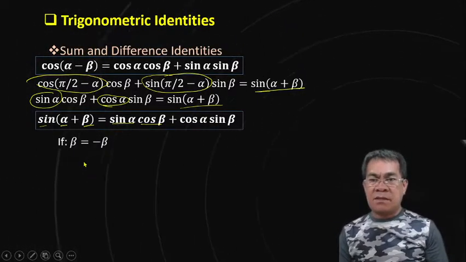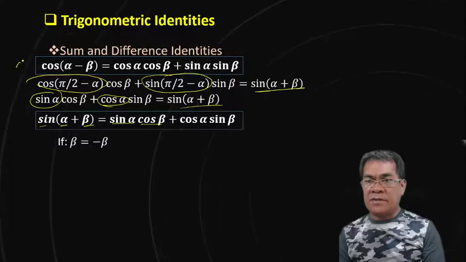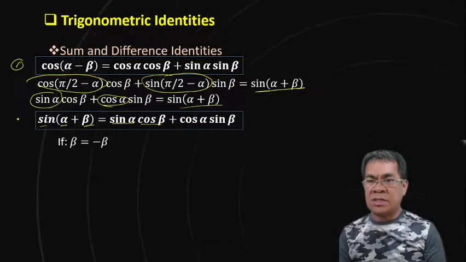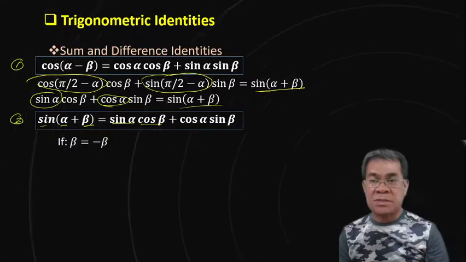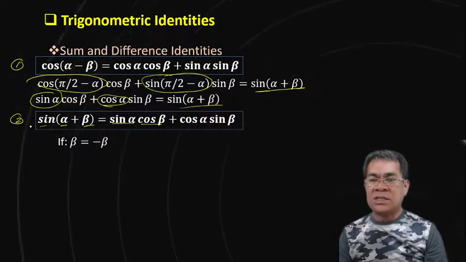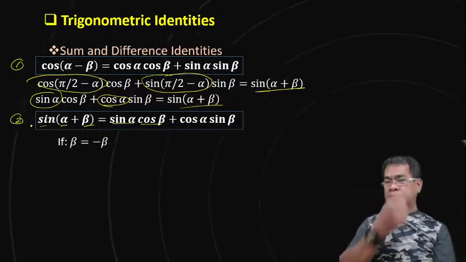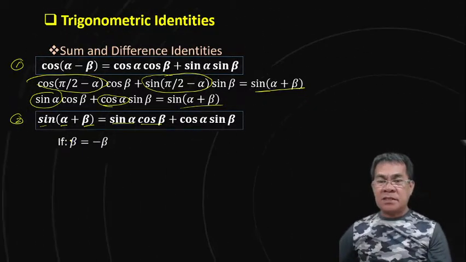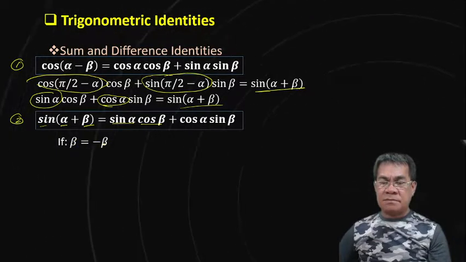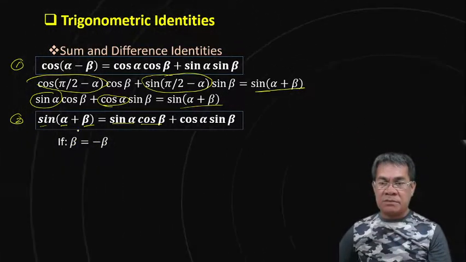Now, this is our first. We call this the difference identity of cosine, and this one is the sum identity of sine. Now, from this, replace beta with negative beta. So imagine that we will replace beta with negative beta.